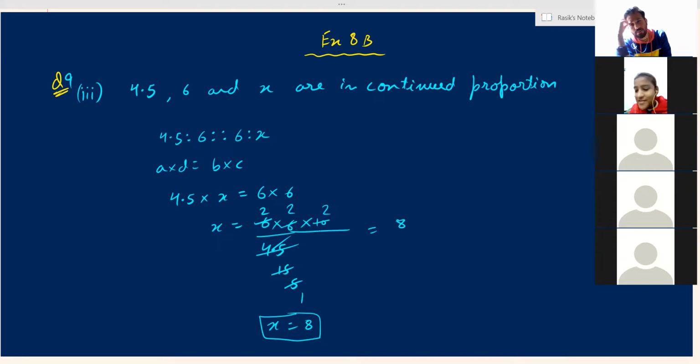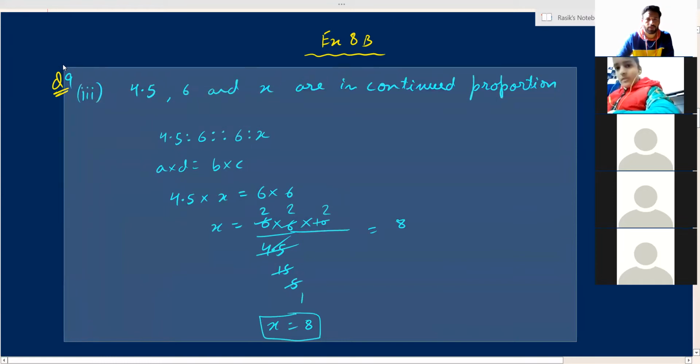So I found the mistake. I mistakenly took the wrong numbers in proportion. I did it like 4.5 ratio 6, and then 6 ratio x, but I wrote it wrong. So when the 3 numbers are in continuous proportion, we write the middle number 2 times. Just remember this concept. The rest of the thing is the same.